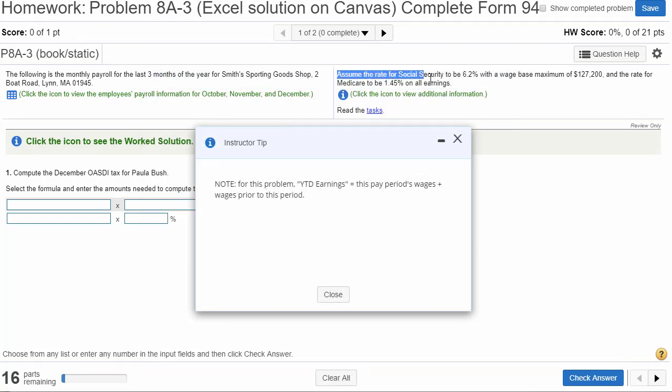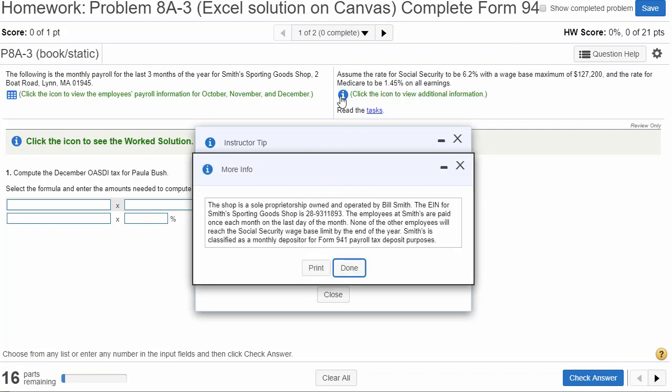Assume the rate for Social Security tax is 6.2% with a wage-based maximum of $127,200. So that's going to be a key number to remember. And the rate for Medicare is 1.45% on all earnings. Click the icon to view additional information.